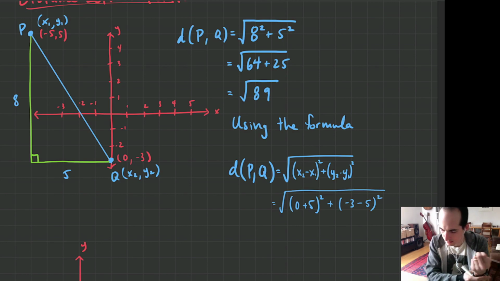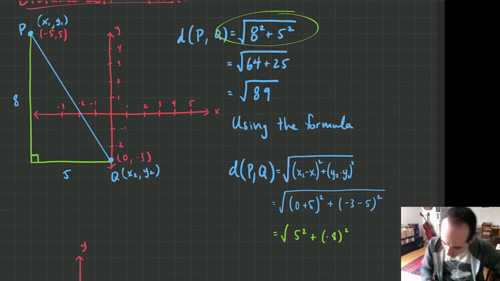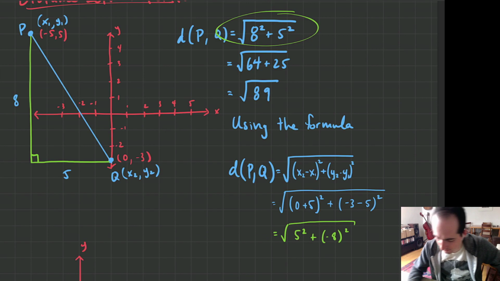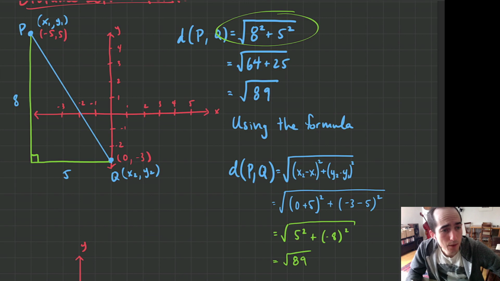And you might notice that we actually have pretty much the same thing that we had over here. We had 8 squared plus 5 squared. Well, we've already done that math, right? I've got 5 squared plus, and it's actually negative 8 squared. But like I said, if you have a minus sign inside those brackets, the exponent of 2 is just going to make it positive. So this is the same thing as positive 8 squared plus 5 squared. And we've already seen that this is the square root of 89. Okay? So that wasn't too bad.